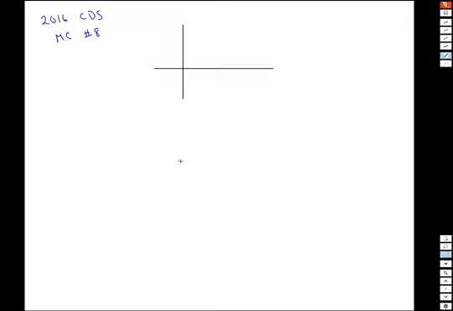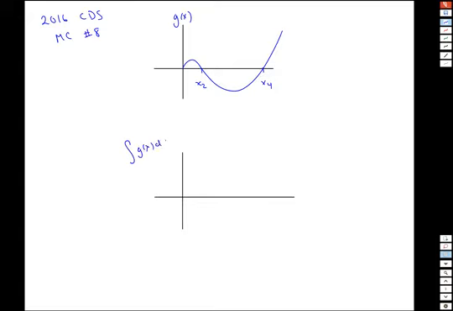And the graph looks something like this, like so. And the reference points were x2 here and x4. And this is our g of x, and this was the integral of g of x that we're trying to draw. Or sometimes we used a capital letter for those g values.